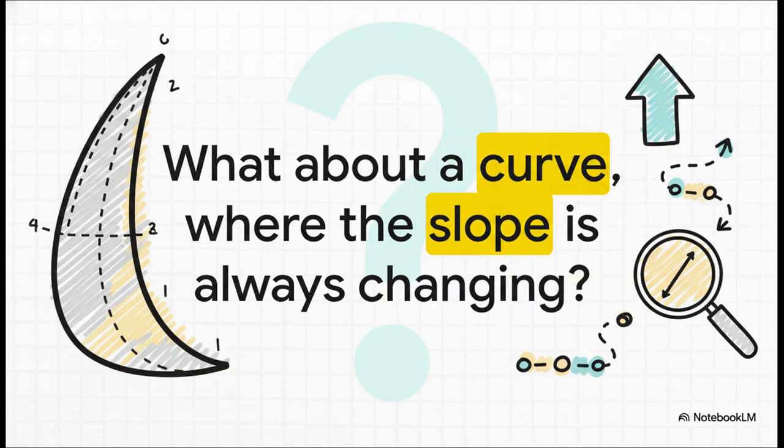So, we figured it out. For a straight line, the derivative, the slope, is constant. It never changes. But that leaves us with a really fascinating question, doesn't it? What about something like a curve, where the steepness is literally changing at every single point? How in the world do you find the slope there? Well, that's the next big piece of the puzzle.